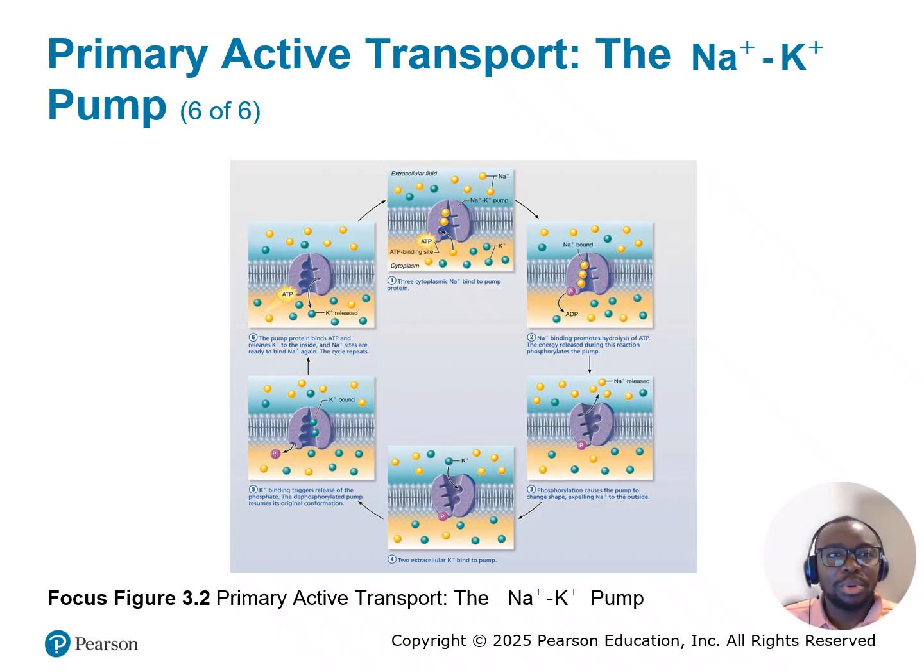The sodium-potassium pump is essential in maintaining the electrochemical gradient across the membrane, which involves both the concentration and electrical charge of ions. This is critical for the function of muscles and nerve tissues.